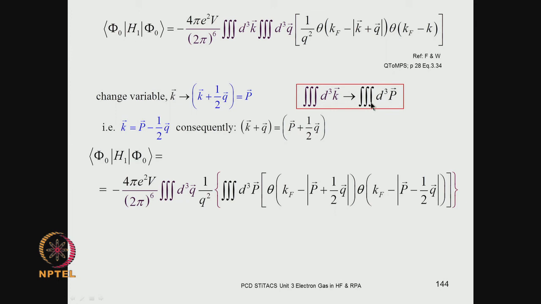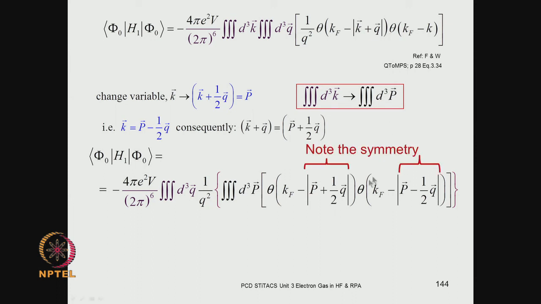The Heaviside step functions will take care of the appropriate part of the momentum space to be dealt with, and the first order perturbation correction is now given by this term, 4 pi e square V over 2 pi to the 6, you have got integration over q, d3q over q square, which is written over here, and instead of the integration over k, you have integration over uppercase P of the product of these two Heaviside step functions.